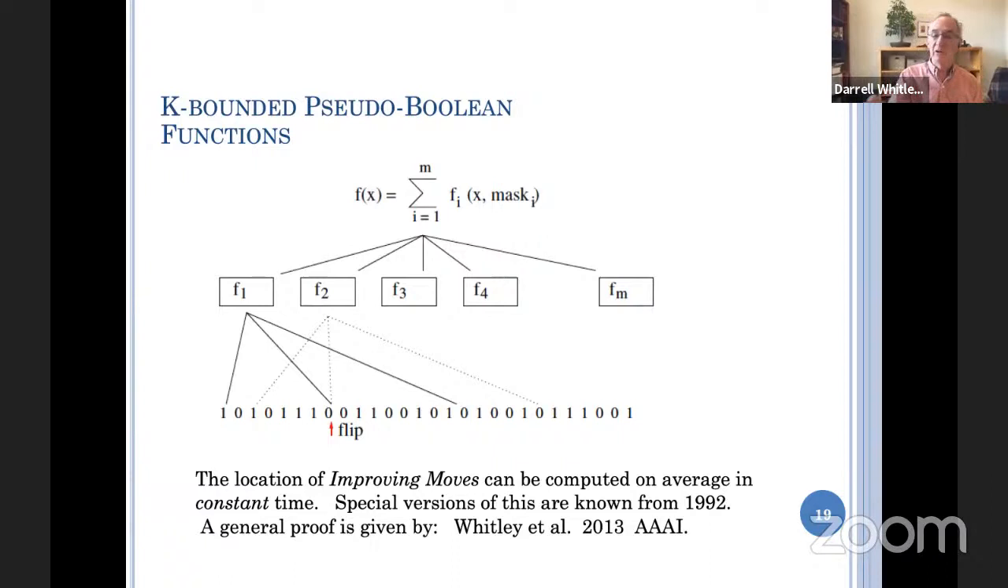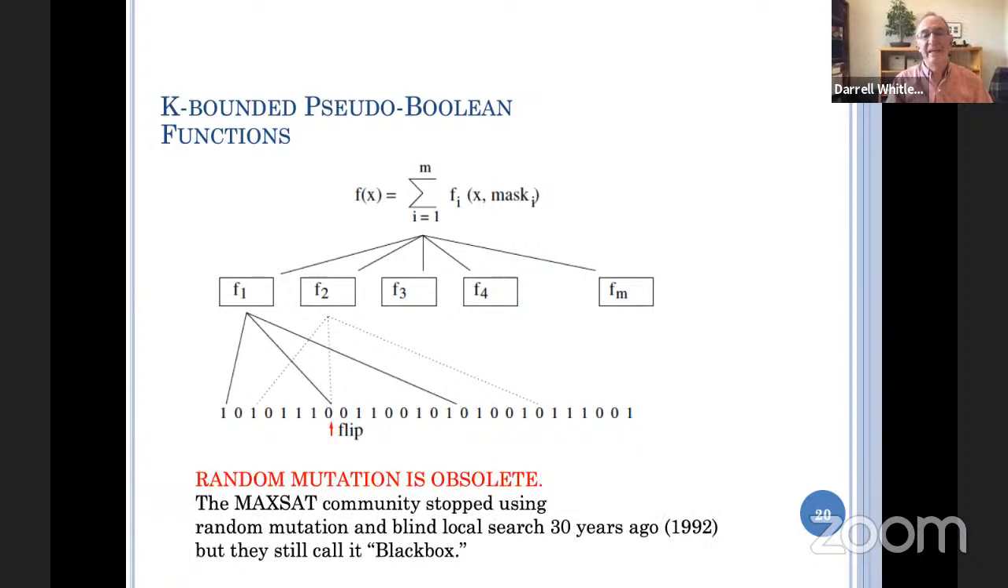So that means that random mutation, again, is obsolete. Even systematic local search is obsolete. You can compute the location of improving moves in these spaces. And of course, if we can do that, we absolutely should be doing that. But by the way, the MaxSAT community still calls this black box, even though it would not be black box under any normal definition, because we know where the improving moves are. We can compute those things by exploiting problem structure.